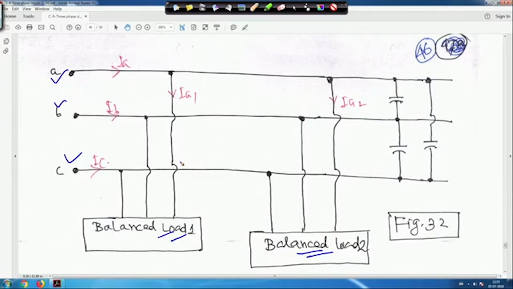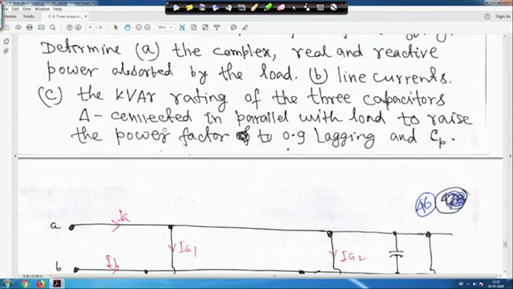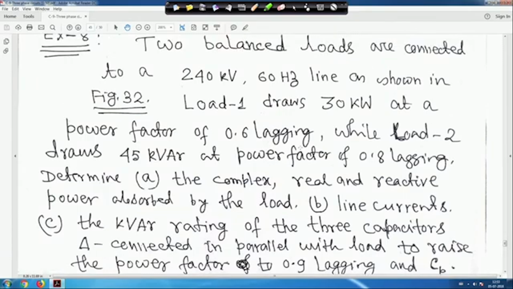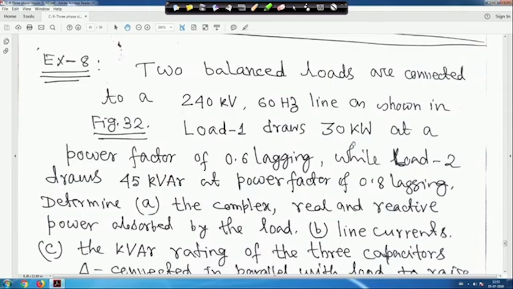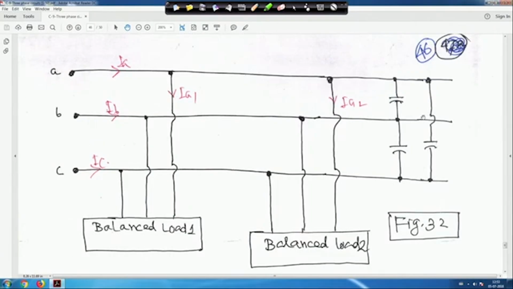Of course, in the problem it is mentioned that the kVA rating of the three capacitors, delta connected in parallel with the load, is to raise the power factor to 0.9 lagging. Whatever the combined power factor is, that is a different issue, but you have to raise the power factor. The power factor of the first load is 0.6 lagging, and for the second load it is 0.8 lagging. This is given in figure 32. This capacitor part we will consider later.